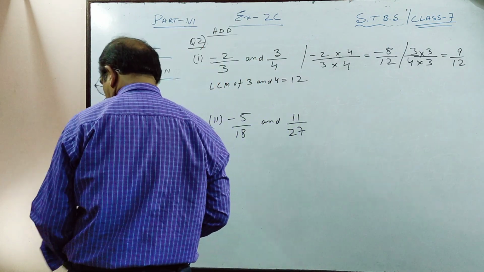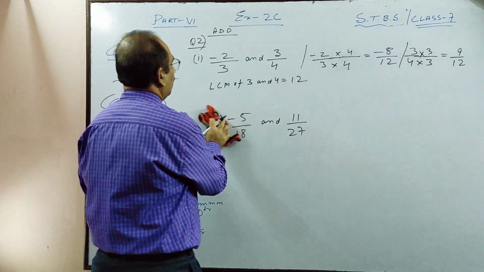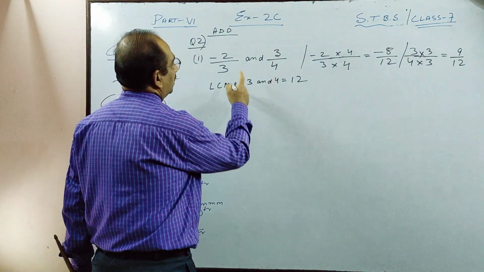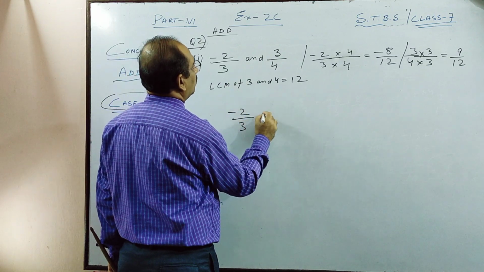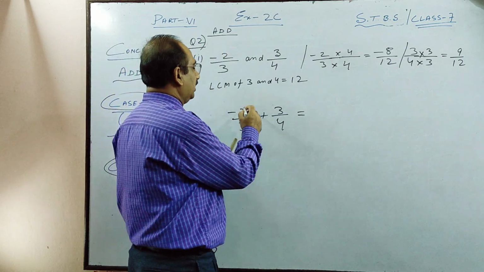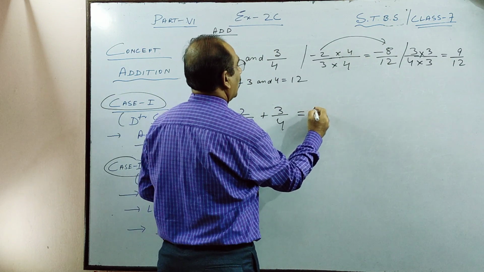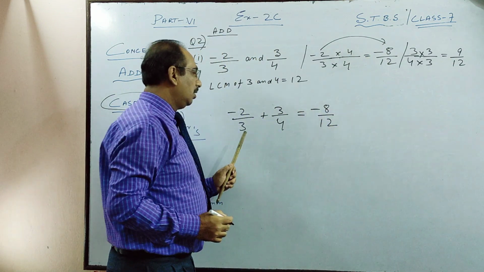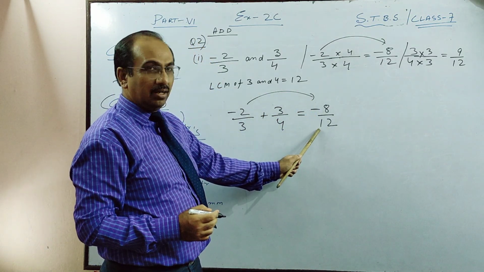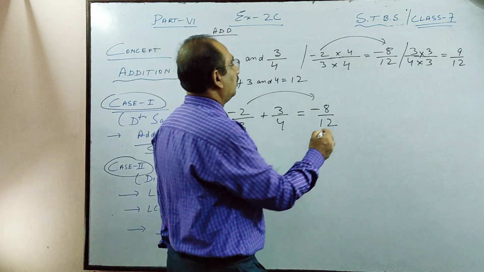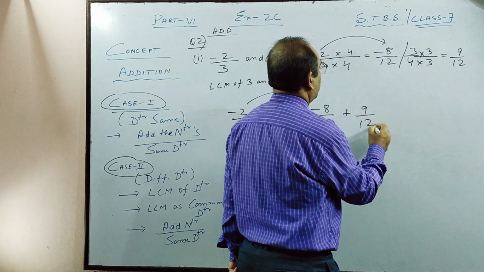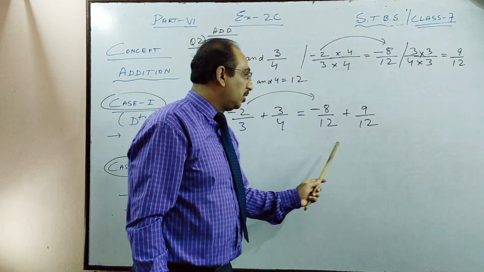So what we do here is we add these two numbers. The question is minus 2 by 3 plus 3 by 4. We have converted minus 2 by 3 to the equivalent fraction minus 8 by 12, with denominator 12, which is the LCM of 3 and 4. And 3 by 4 we have converted into the equivalent fraction 9 by 12 because we want a common denominator.